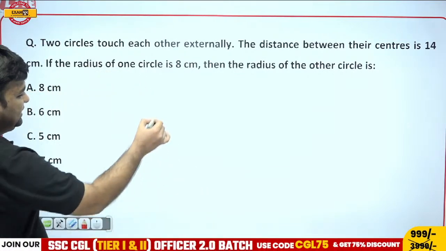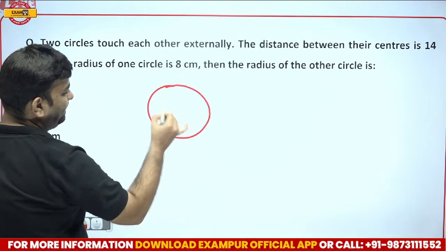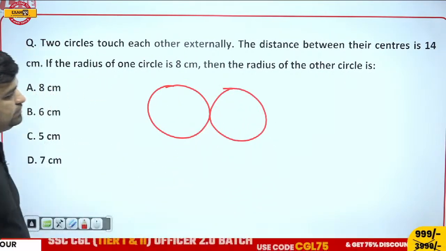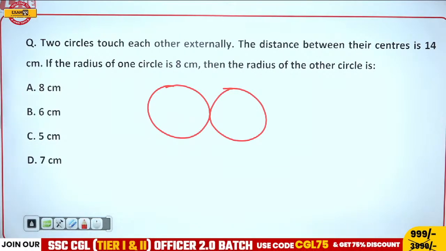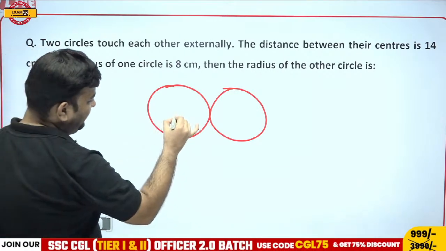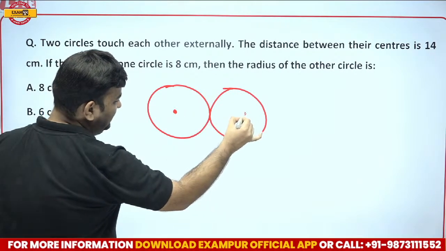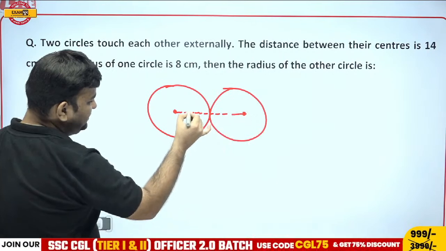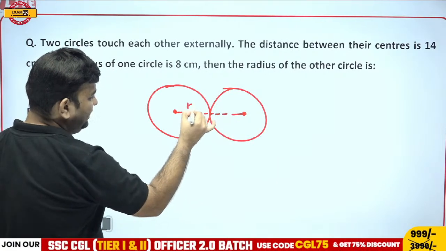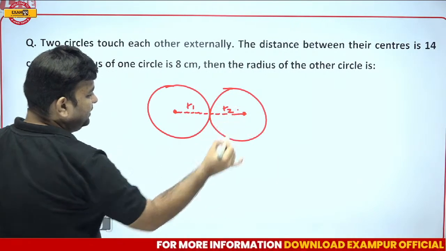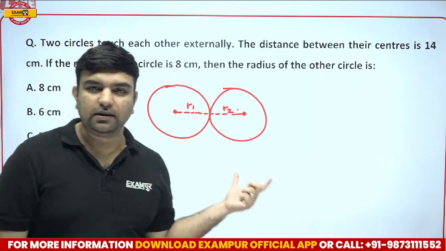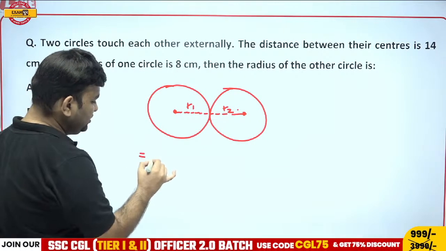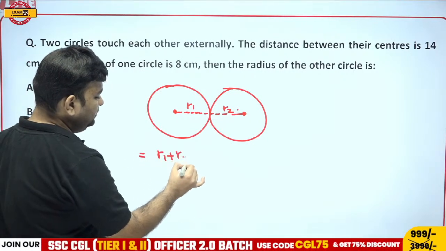Two circles touch each other externally. The distance between the centers is 14. When the circles touch externally, the distance between the centers is the summation of their radii, R1 plus R2.